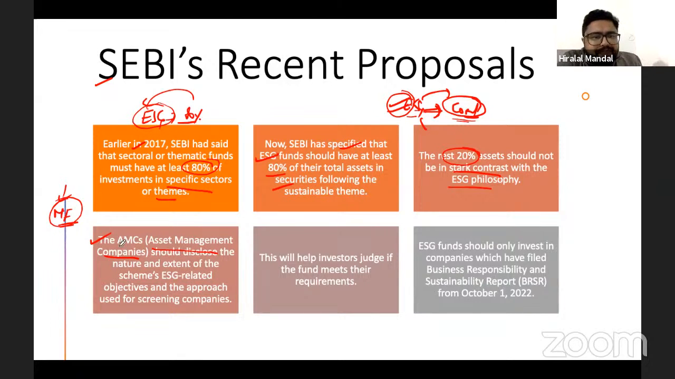All right. So the asset management companies should disclose the nature and extent of ESG related investments. This will of course help the investor to judge whether the funds meet their requirement. ESG funds should only invest in companies which have filed business responsibility and sustainability reports. That is also one of the criteria mentioned, that only those companies will be eligible to get funds from the ESG funds which file the business responsibility and sustainability report from October 1, 2021. These are the proposals being made by SEBI with respect to ESG funds.